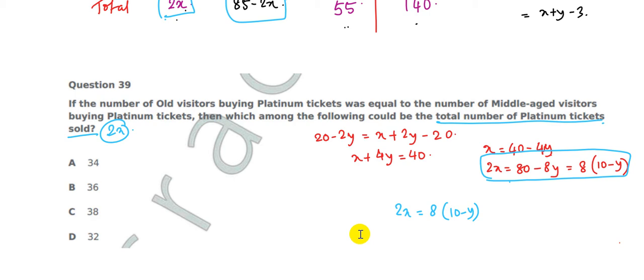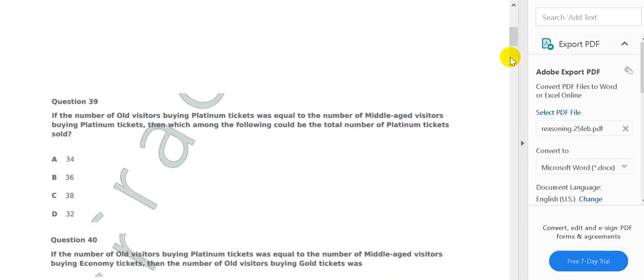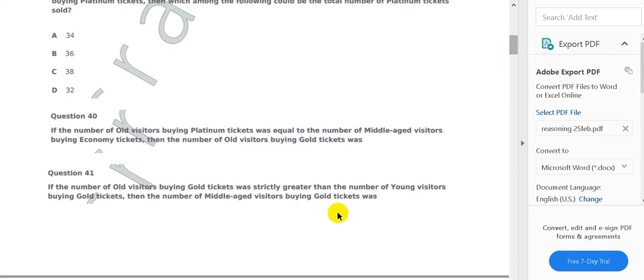What does logic say? 2x has to be a multiple of 8, right? So which of these is a multiple of 8? 32. So that's your answer. Clear? Okay.